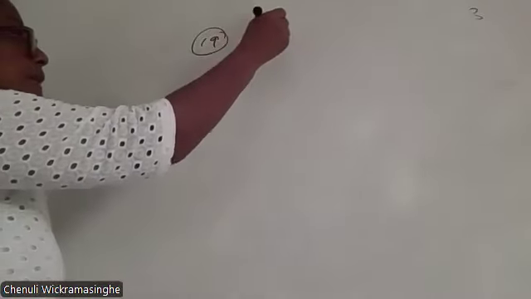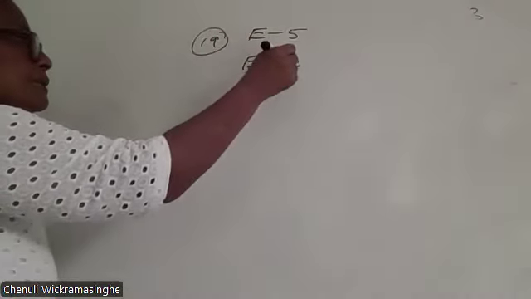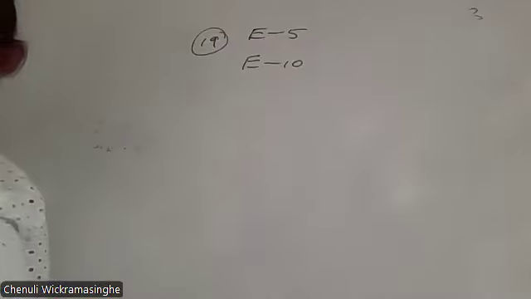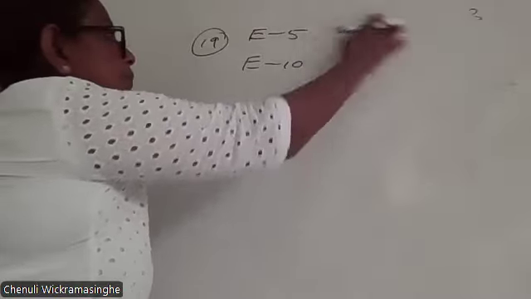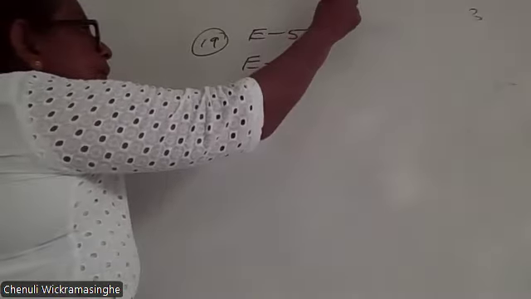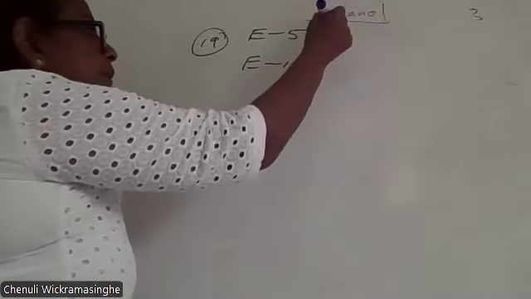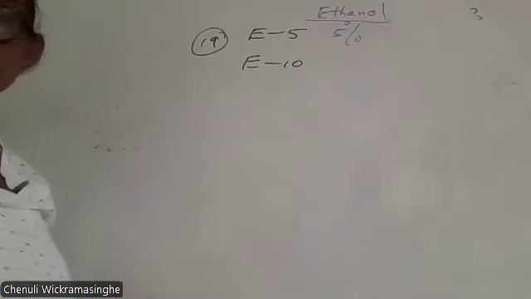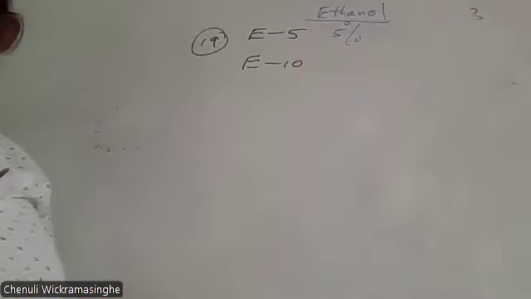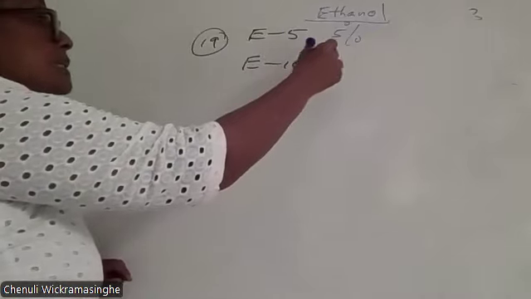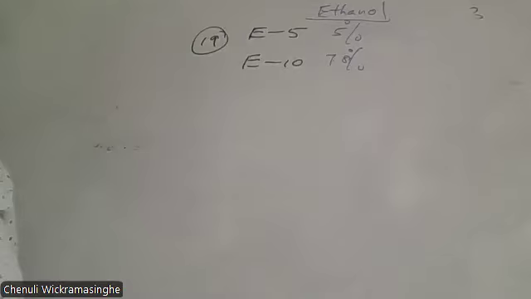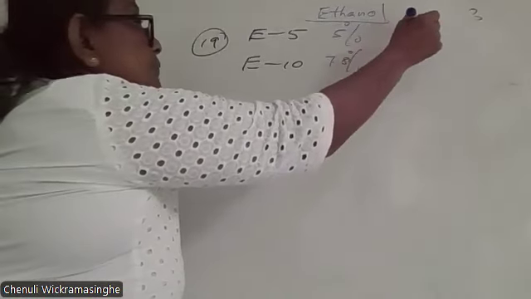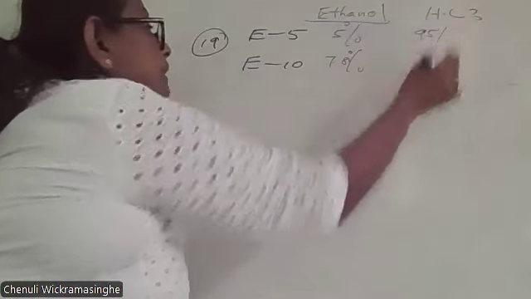So you can identify immediately the difference between E5 and E10. In the E5 fuel, the ethanol, C2H5OH, is 5%. I'm writing it separately so you can get an idea. Ethanol is 5% in the E5 fuel, but the ethanol present in the E10 fuel is 7.8%. So 5% is ethanol, and obviously 95% would be the hydrocarbons in the E5 fuel.